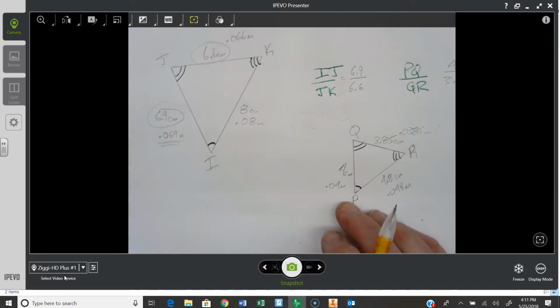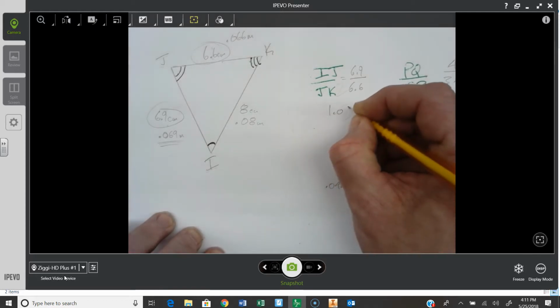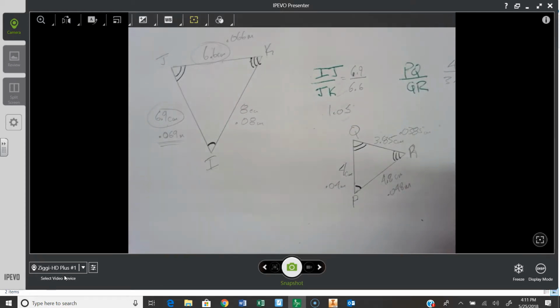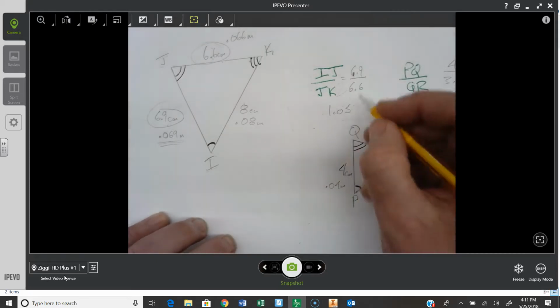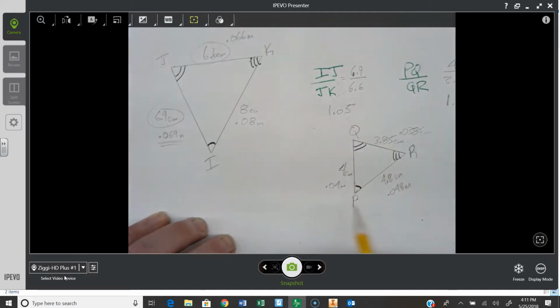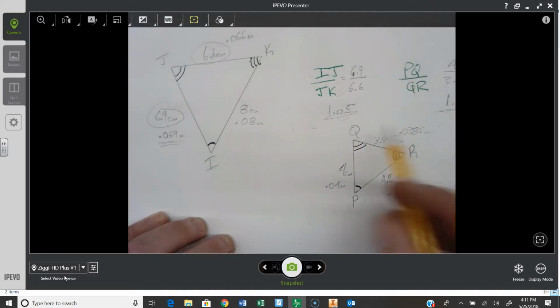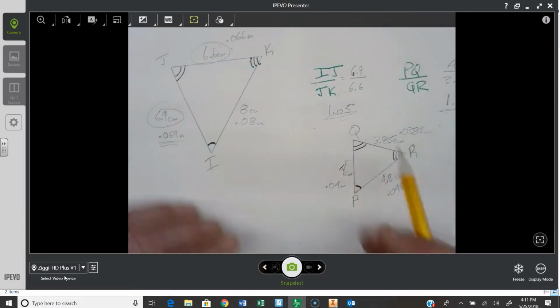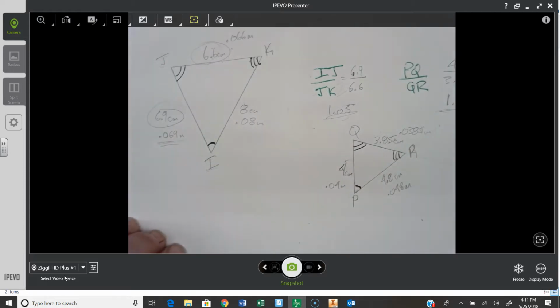So if I do 6.9 divided by 6.6, I get that to be 1.05-ish. And if I do 4 divided by 3.85, I get 1.04, so we're going to say with pretty good accuracy, considering the measurements. So these two ratios are the same because these triangles are similar. And you can use this fact to find things out.